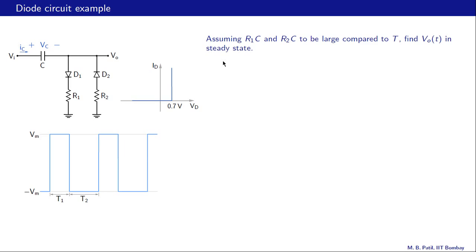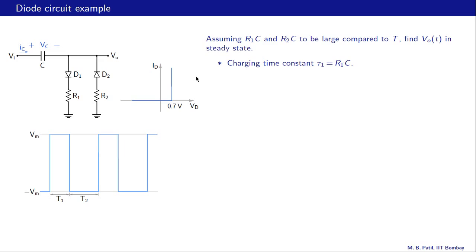This problem does appear to be somewhat complicated, but we have two simplifying factors. One, we are dealing with steady state, that means periodic steady state, and second, these time constants are given to be large compared to T, and that means that they are large compared to T1 and T2 as well. And this will have implications for our analysis, as we will see. Let us now make a few observations about this circuit and then write equations and figure out what VO of t should be.